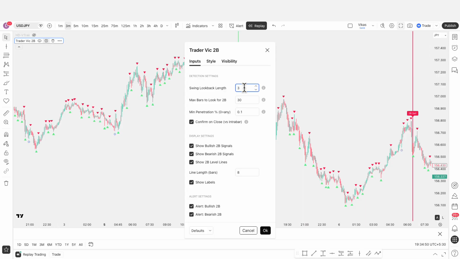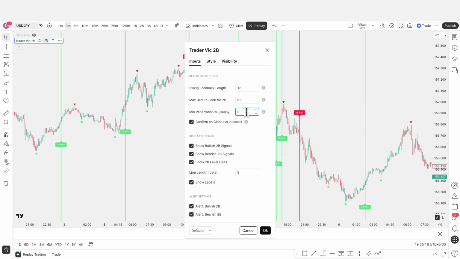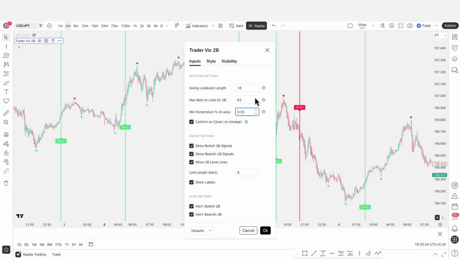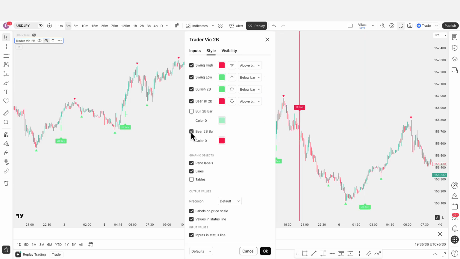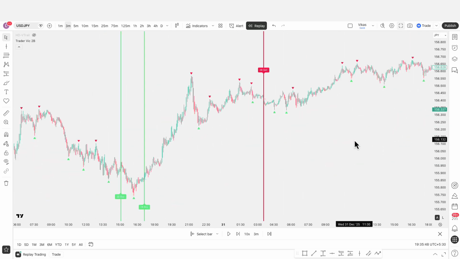We changed swing lookback length 10 to 18, after that max bars to look for 2B 30 to 63, after that min penetration 0.1 to 0.5. We have to keep these options hidden. And here everything is fine after that. Click OK. Now our setup is ready. Let's see how we use these trading setups.